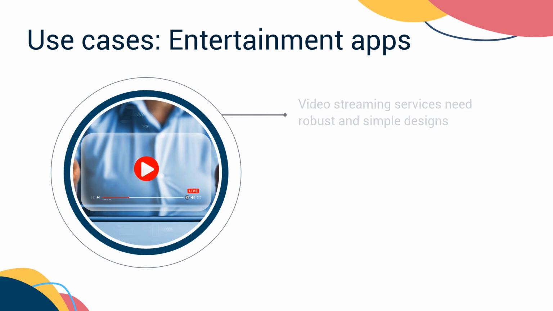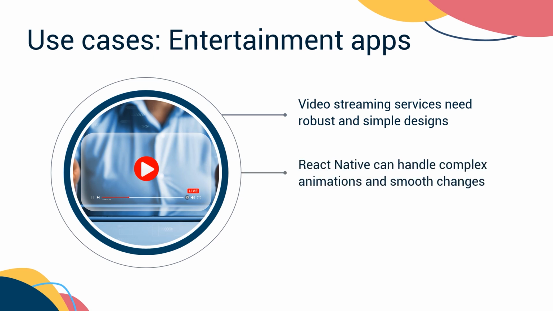Entertainment apps like music and video streaming services need a design that is robust and easy to use. React Native can handle complicated animations and smooth changes, which makes it a good choice for these apps. Netflix used React Native to make their app run faster and give users a better experience, and Spotify also started using React Native in 2020.